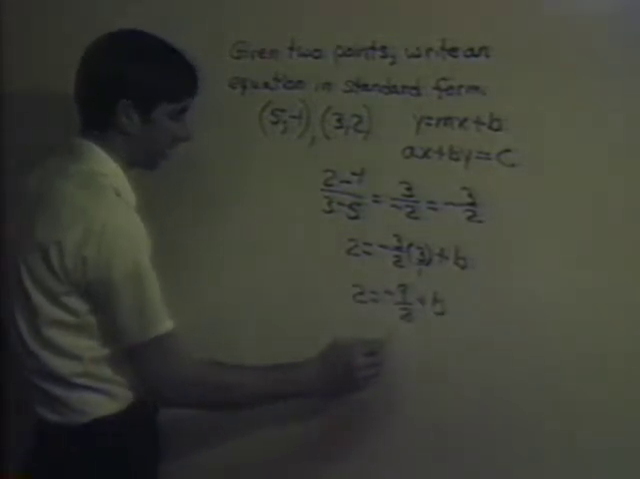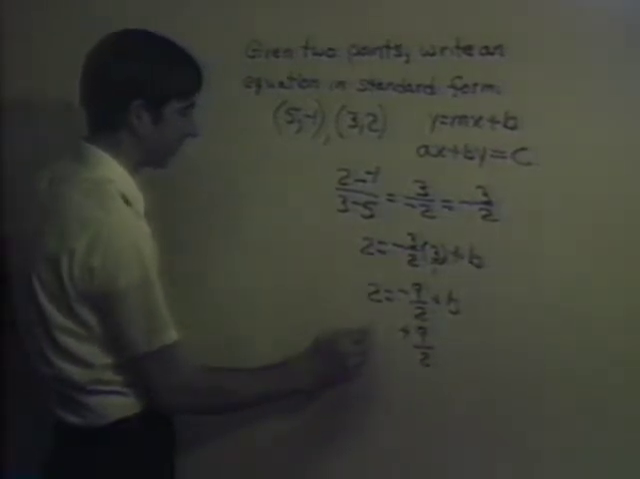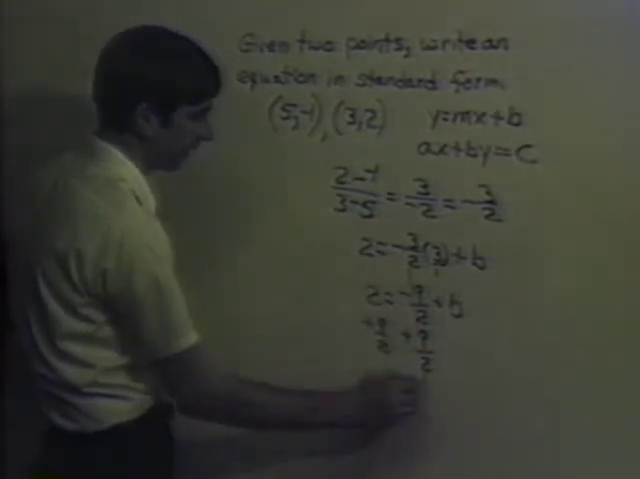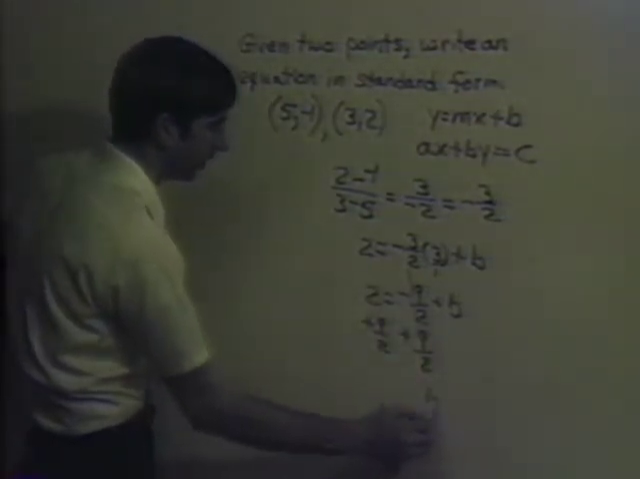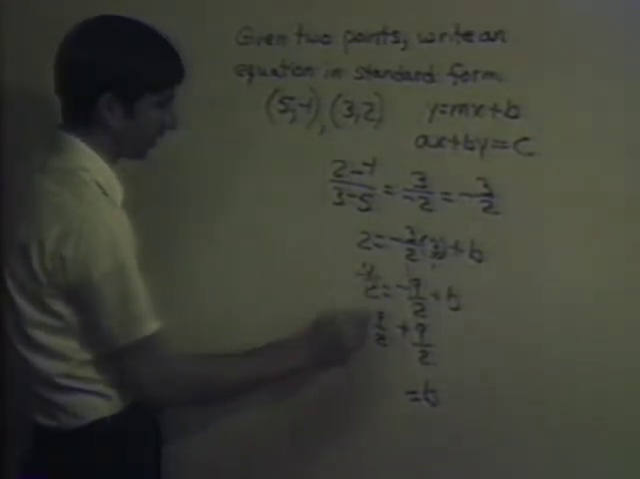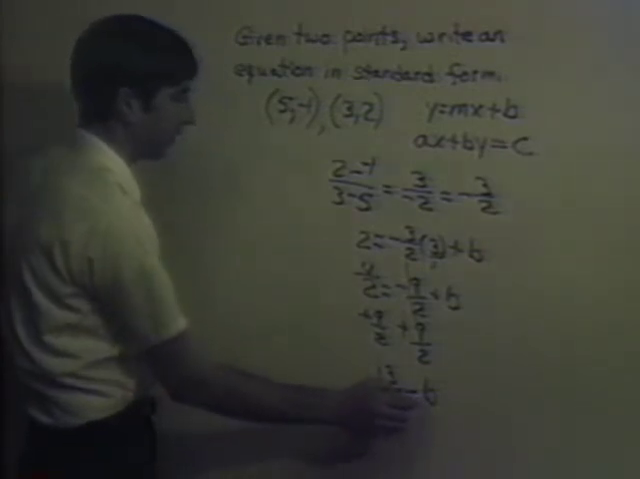Now we can get rid of that. I think we're about out of time, so let's just hurry through this really fast. If we add 9 halves to both sides, we'll get rid of that, and we'll get b is equal to 2, which would be 4 halves, okay? So let's just change it all into halves. That would give us 13 halves. So we found b now.